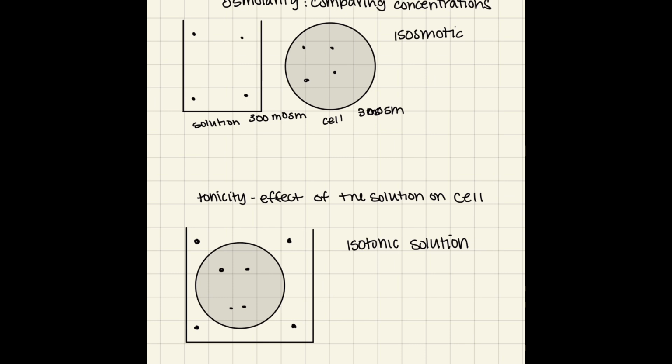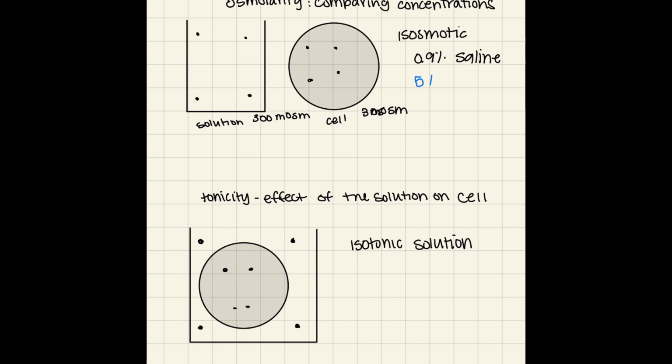However, that's a 0.9% saline solution. If we had a 5% dextrose solution, that also is 300 milliosmolar. So if we put them together, again, you would just have 4 dots. So it'd be isotonic and isoosmotic.